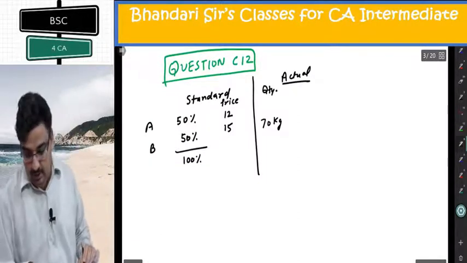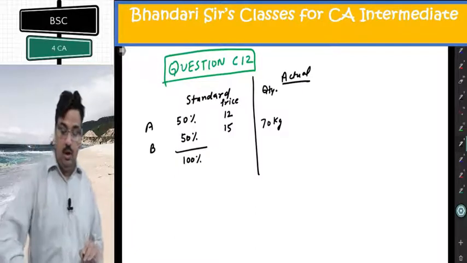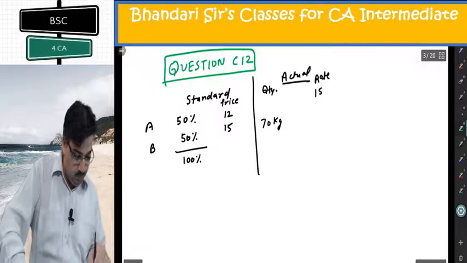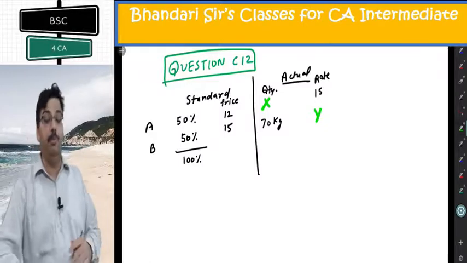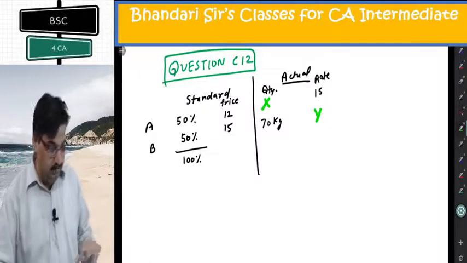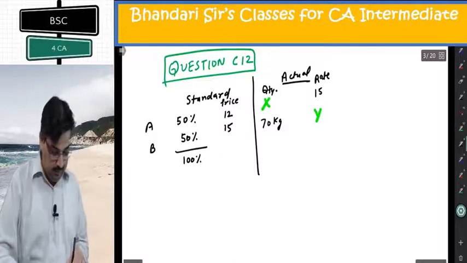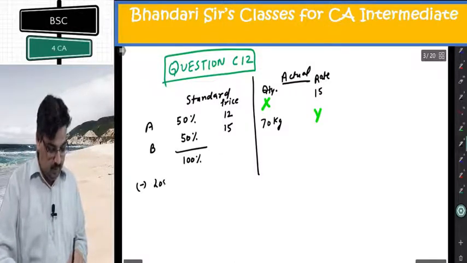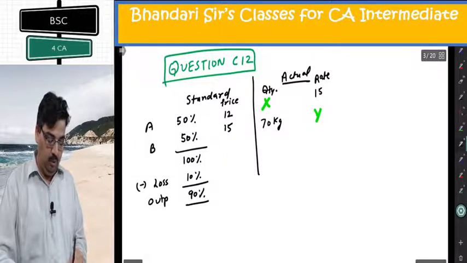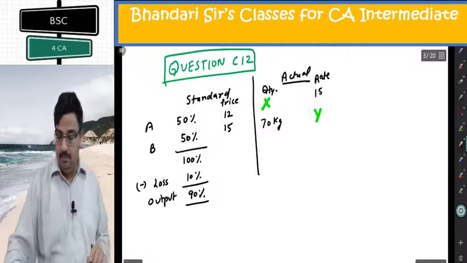Actual quantity is given 70 kg. Actual rate is given for A 15 rupees. I am going to assume this X and this Y. I am going to compute the balance data which is not available. What else is given? Standard loss is given 10%. Does not mean that actual loss will also be 10%. Actual loss will be different. Output is 90% in standard.